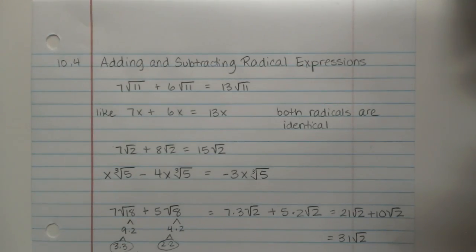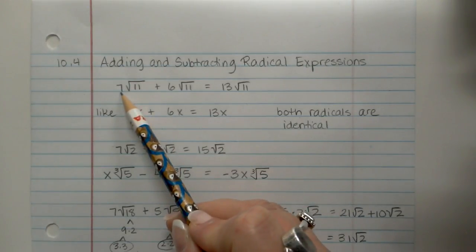Alrighty, when we're adding and subtracting radical expressions, I want you to keep in mind that the radical expressions are kind of like x's or y's. They have to be exactly alike in order to add. Just like you can't add x's to y's, you can't add a square root of 3 to a square root of 4. Those don't mix.